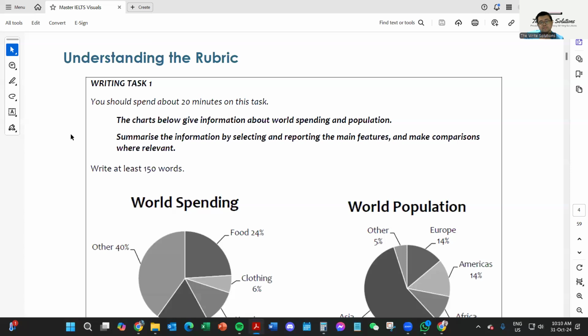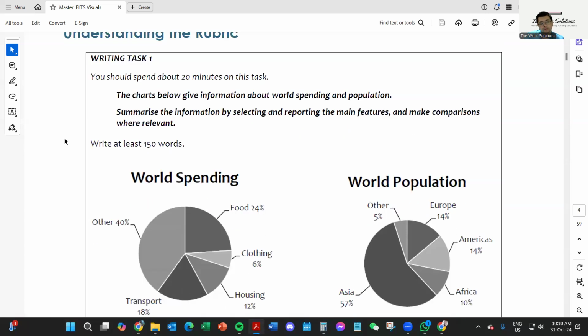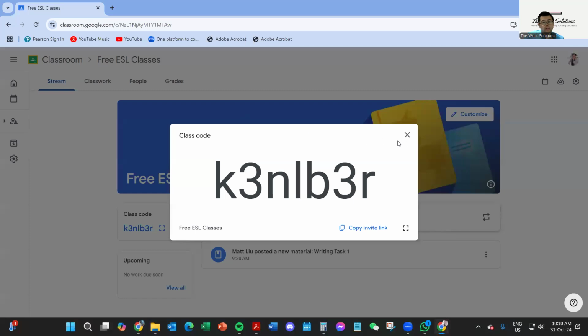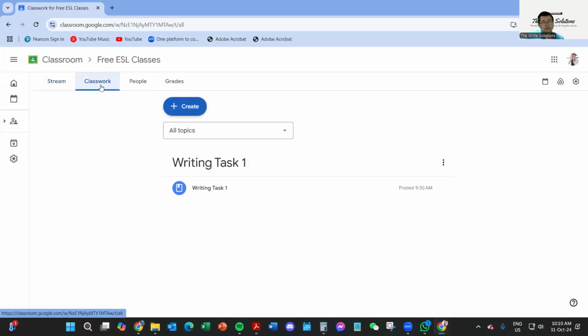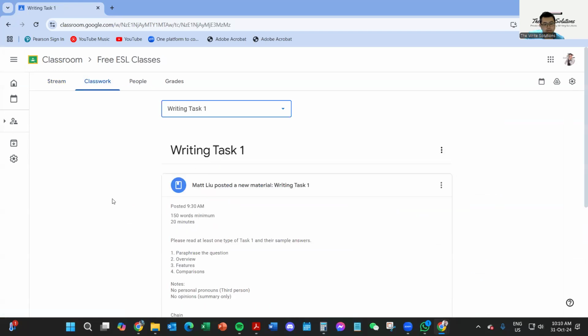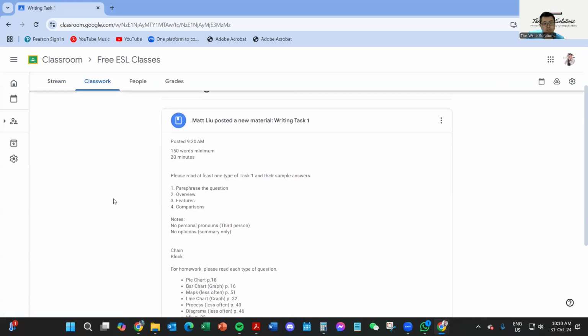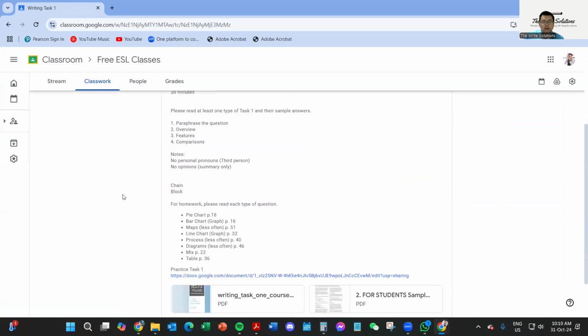So you may be familiar with this chart. This is a pie chart. We are actually going to go through different types of charts. Okay. The different tasks here. So we do have a pie chart. It's going to be on page 18. There's going to be a bar chart. It's going to be on page 16.